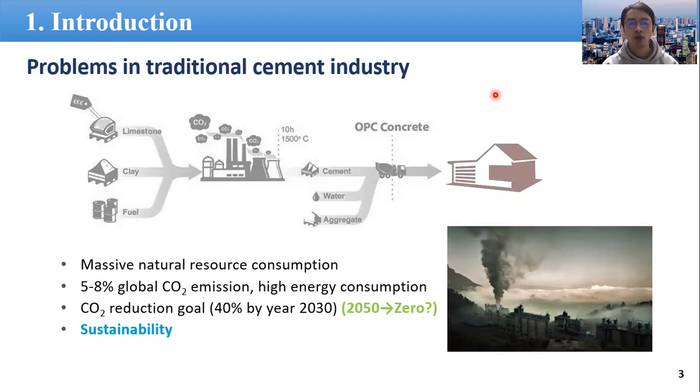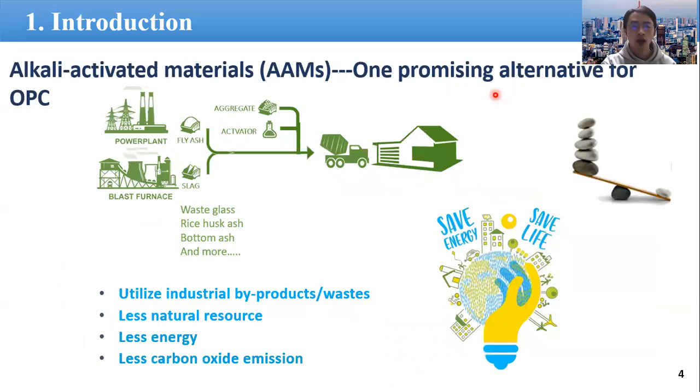As we all know, there are some problems in the traditional cement industry. When we produce the cement, we need to consume massive natural resources and much energy, and it will emit much carbon dioxide. The carbon dioxide emissions from the cement industry make up about 8% of the global carbon dioxide emissions. Considering the emissions reduction goal of the world, it's necessary to think about the sustainability of the cement industry, and they are under pressure to seek ways to solve these problems.